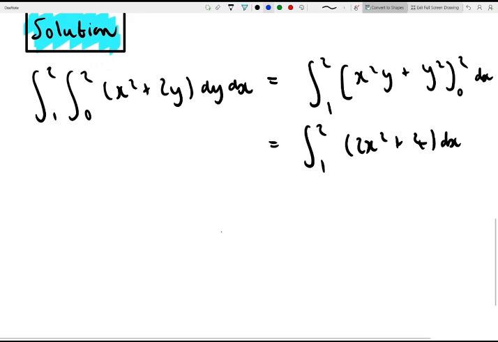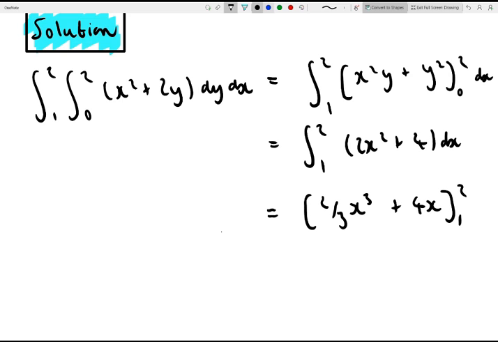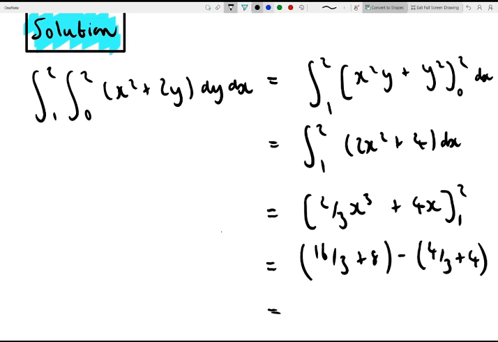and then we go ahead and compute our integral with respect to x, so that we have 2/3 of x cubed plus 4x now from 2 to 1, substitute 2 and 1, and we have 16 over 3 plus 8 minus 4 over 3 plus 4, simplifying this, gives us 26 over 3.